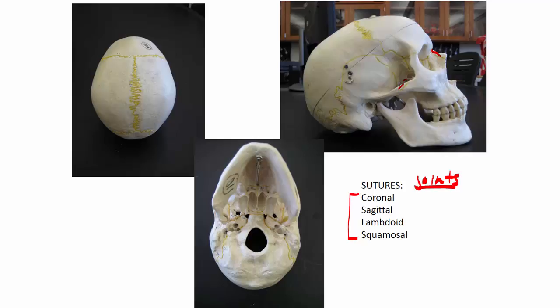So the coronal suture is the one that goes across from left to right across the top of the skull. It's this one here, okay, here to here. So you see it in this picture, also this picture.